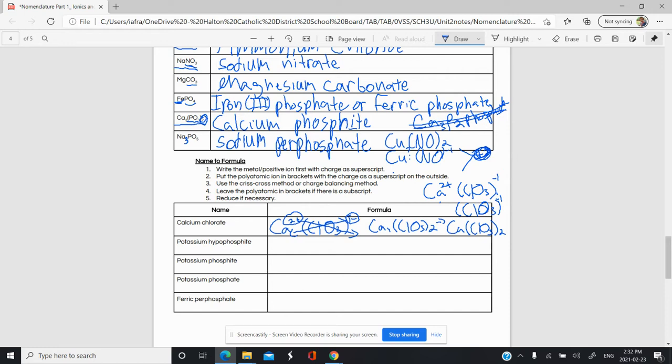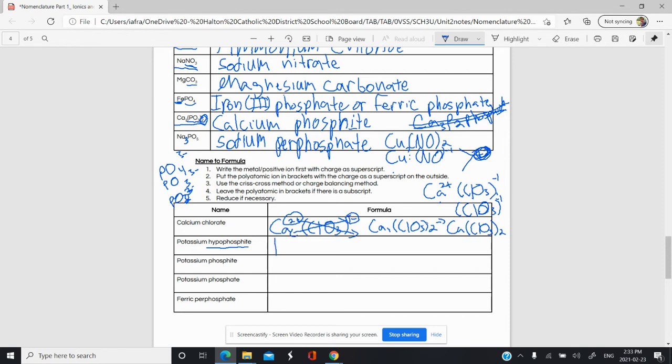Let's try the next one, potassium hypophosphate. So we have to be careful here. PO4 3- is phosphate. So phosphite, one below that, is PO3 3-. Hypophosphite would be another one below that, so PO2 3-. The charge doesn't change, it stays the same. It's just the number of oxygens changing. So we went from PO4 to PO3 to PO2.